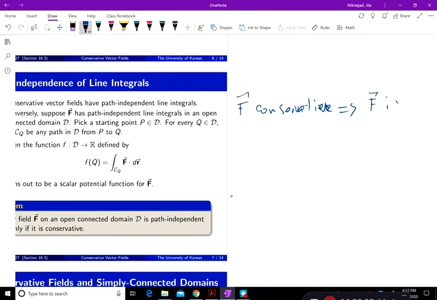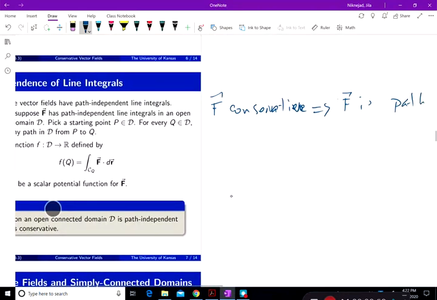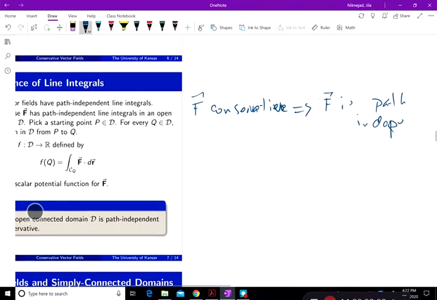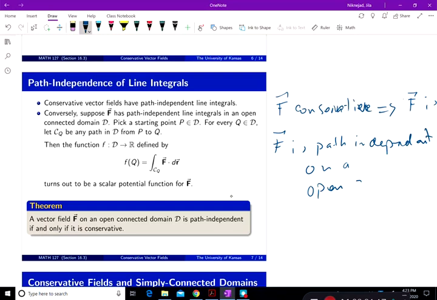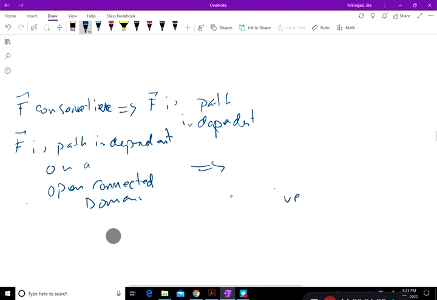then F is path independent. And then it turns out that if F is path independent on an open connected domain, so that's the side note, then F is conservative.